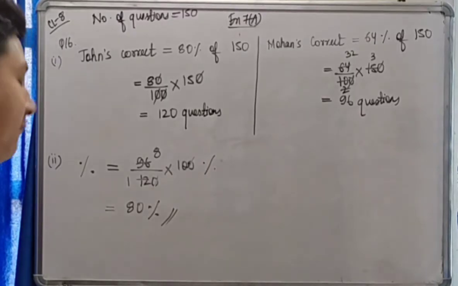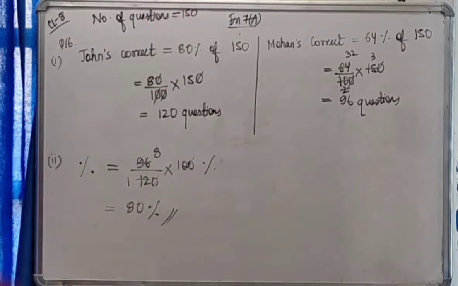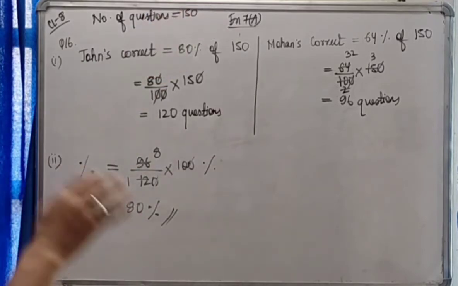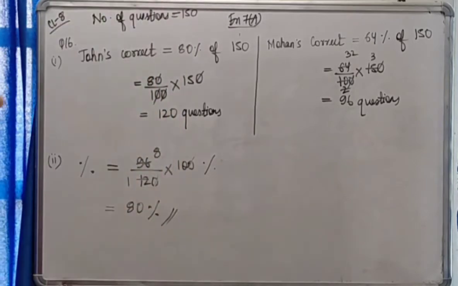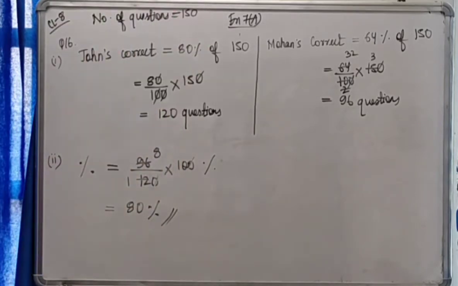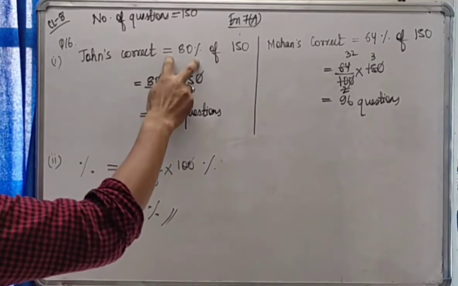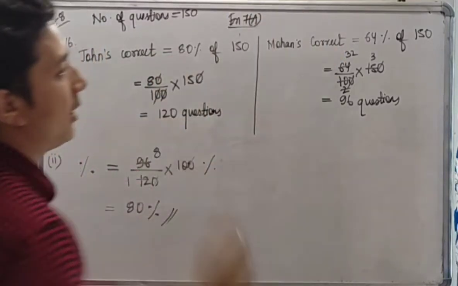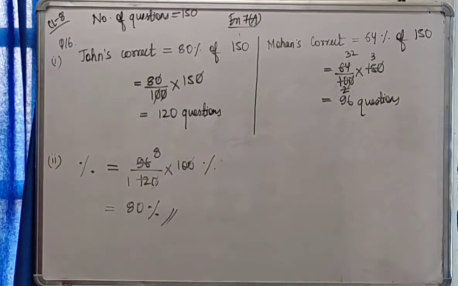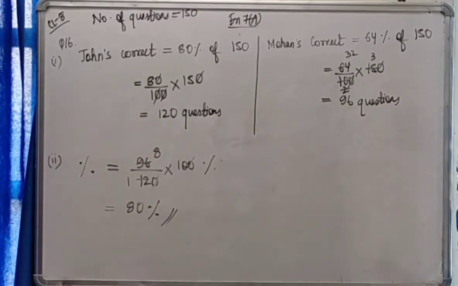In an objective type test of 150 questions, John and Mohan are taking the exam. John's correct answers percentage is 80%, Mohan's correct answers percentage is 64%. Find how many correct answers each of them got. Okay, so how to do it?